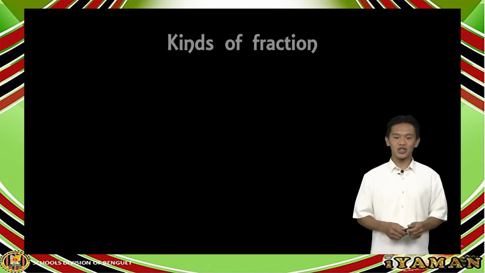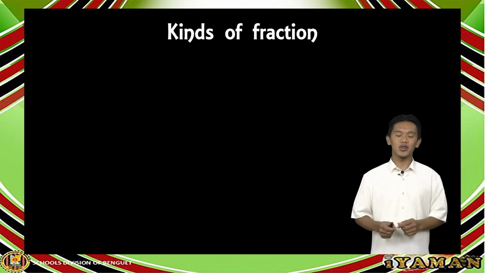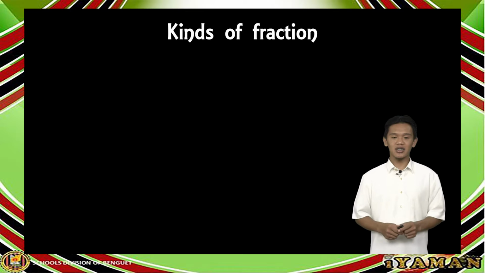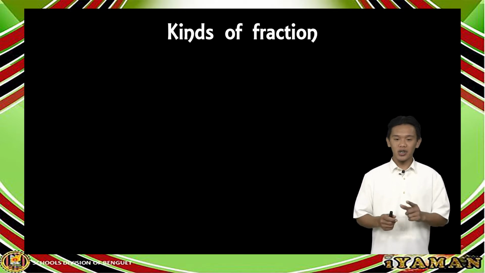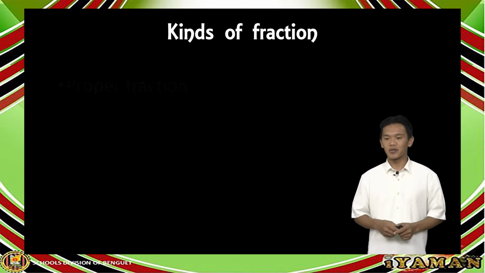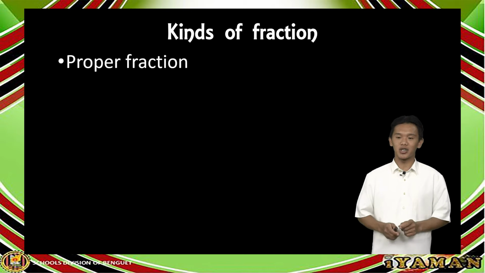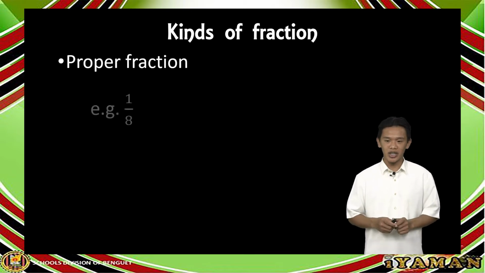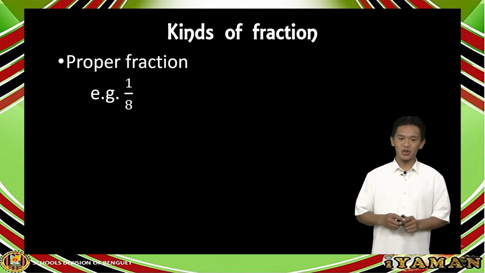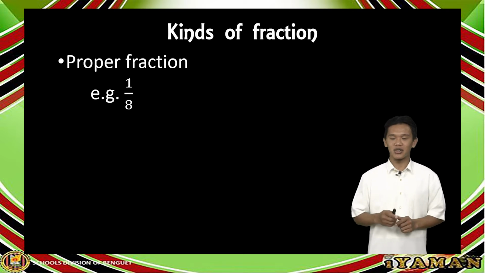From your previous lessons in your early grades, you learned about fractions, decimals, the different kinds of fractions and decimals, as well as division and multiplication. We have here three kinds of fraction. So we have your proper fraction. When we say proper fractions, these are fractions where the numerator is lesser than the denominator. So for example, we have 1/8. 1 is less than 8, which means your numerator is lesser than your denominator.